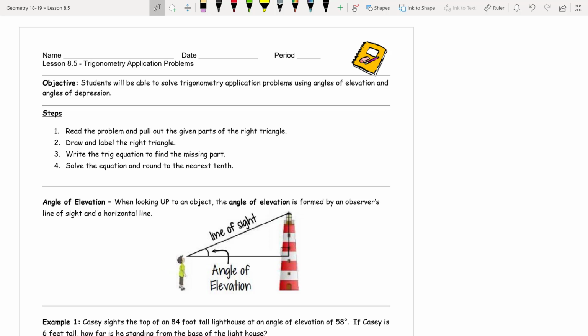Welcome into lesson 8.5, which is our last lesson in chapter 8, which is all about right triangles and trigonometry. Here we're going to look at real world problems and why we do what we do in regards to trig. They're very, very useful. They're super applicable. They're used very often, and it's something that's worth looking into.